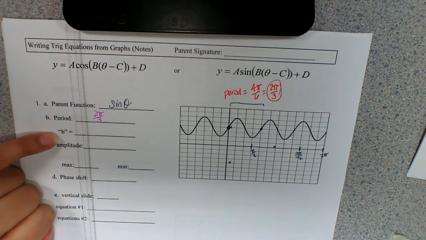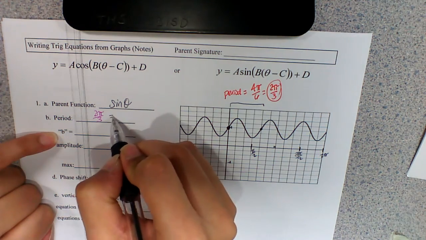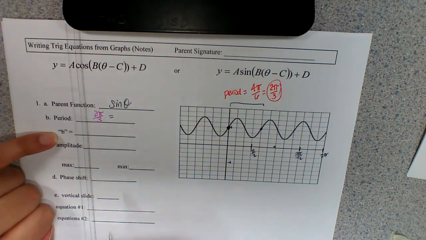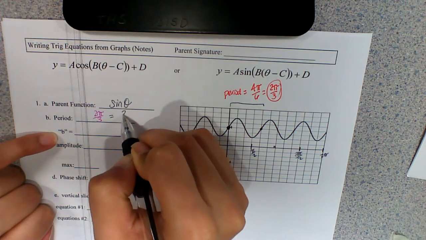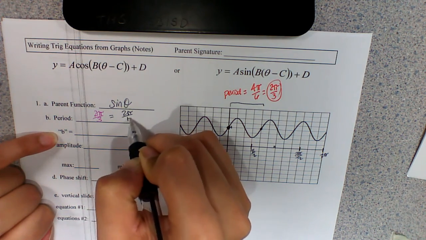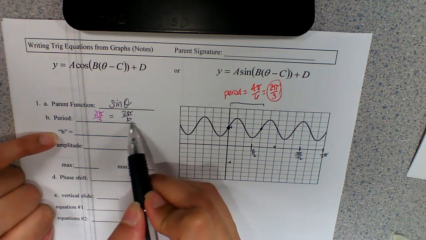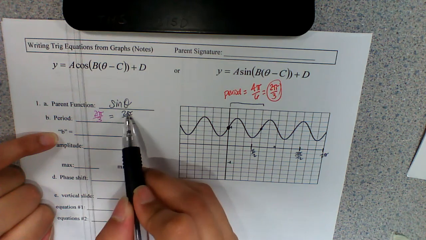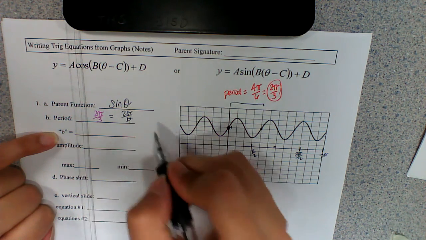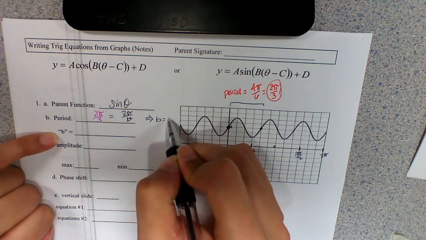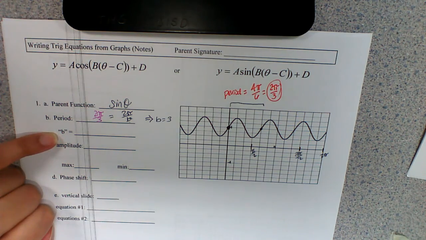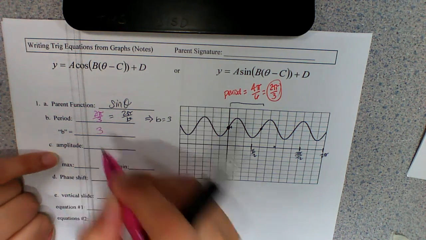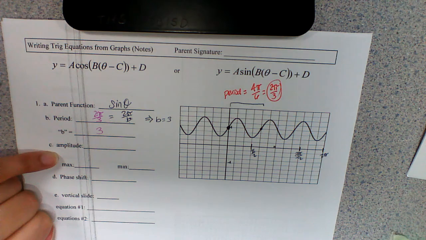If you remember, there was a small little way that you could always find that, and it's always 2 pi over your b value. Since we're looking for b, all we have to do is compare these two. Notice that the 2 pi at the top is the same, so really what that means is that b is simply 3. Okay, the next thing we're looking for is amplitude.